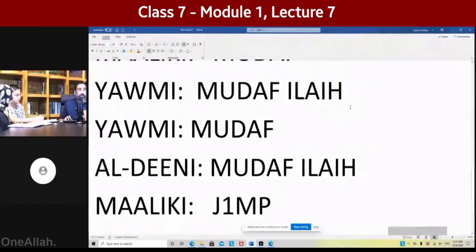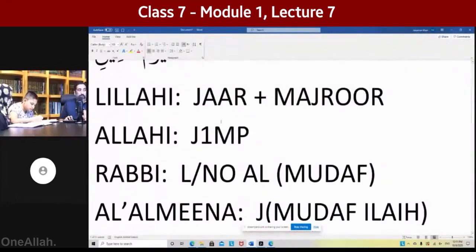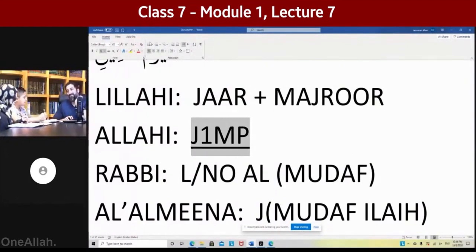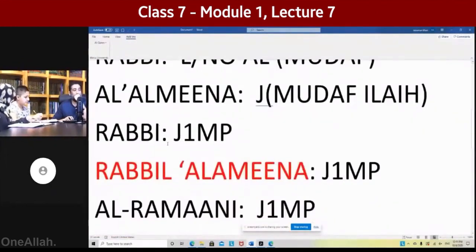Okay, now let's go back up. In your notes, underline the four properties of the word Allah. Allah is jar, one, masculine, proper. Underline it. You're not saying it right. It's jar. That's how we say it.